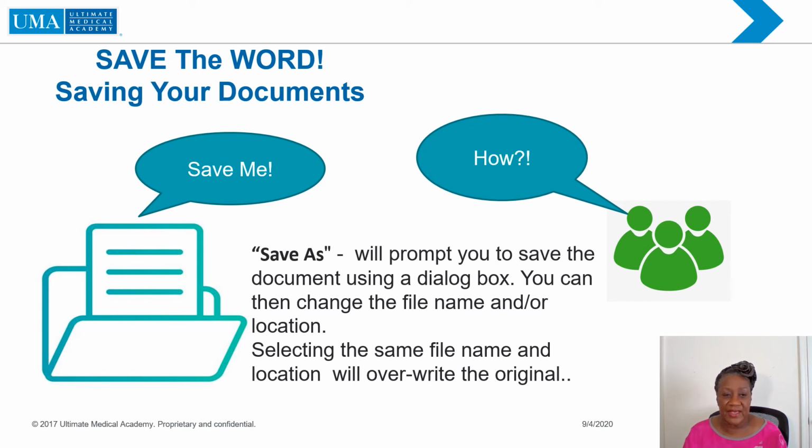So when you use just Save, it will save the document just as it is. If you use Save As, it will prompt you to save the document using a dialog box. You can then change the name of the file or the location. So if you're working on a document and you want to save that copy as something else, you would then select Save As, and then you would name the document, and then it will save it for you. If you select Save As, it will overwrite the original document if you do not select another location.